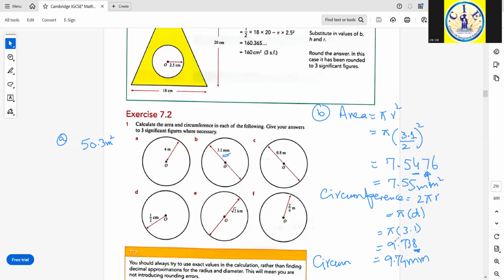Okay. And the same way part C needs to be done. And for part D, we are given the radius, that is half a centimeter or 0.5 centimeter. So we can apply the same formulas for area and circumference, and we can calculate the answers likewise.